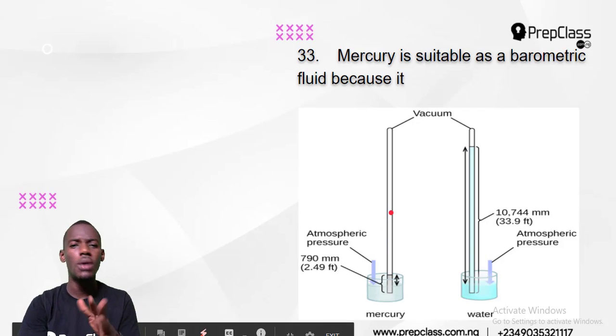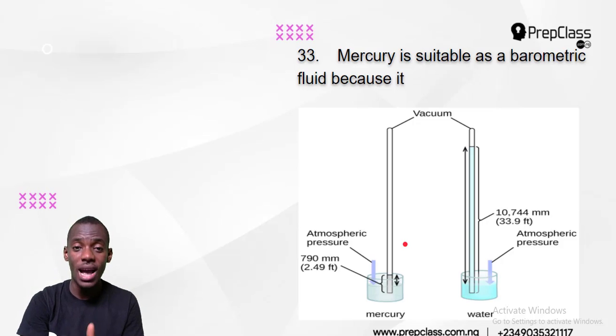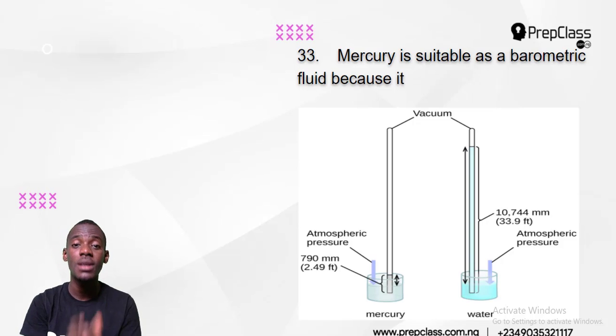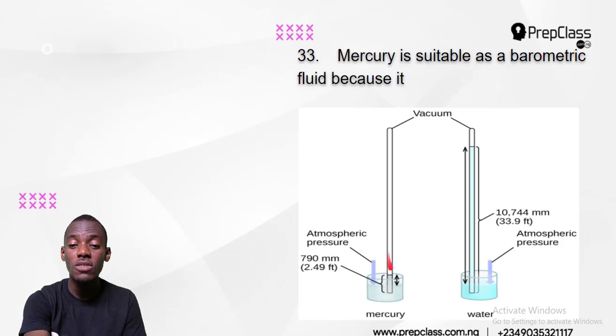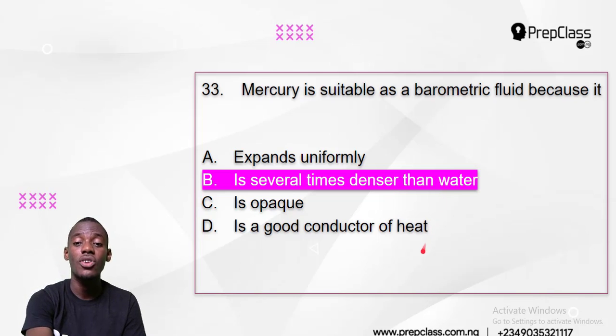If someone says, can you please come help me read the pressure at this point? Just take a simple mercury barometer. But if you have to use water, you need a very long tube, and that will be extremely difficult to read, because water has to expand much for you to take any reading. So the answer is that mercury is denser than water. It is several times denser than water. That's why mercury is better than water. And that's the answer for number 33.